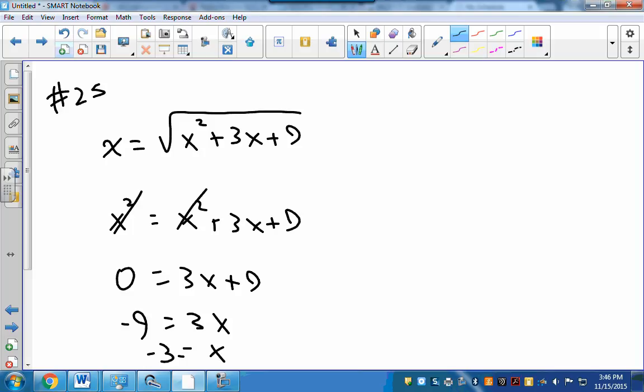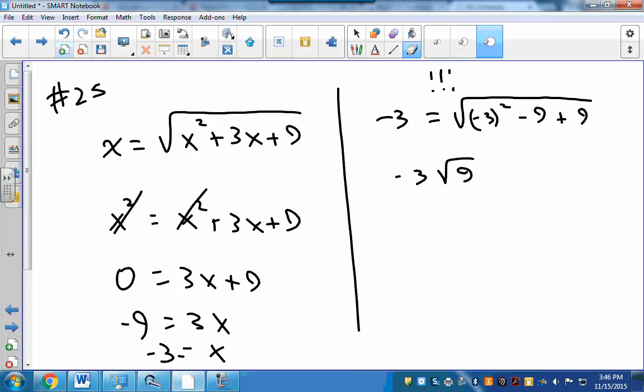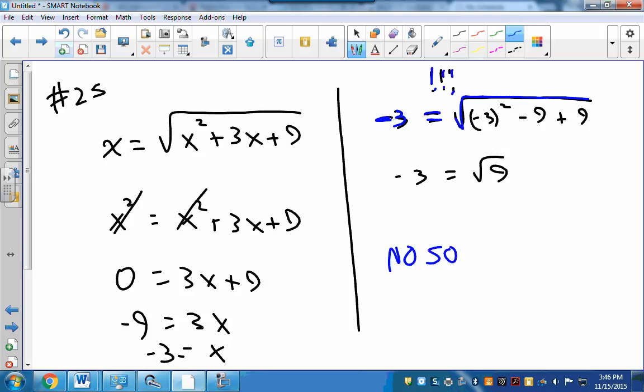Okay, here's the check. All the way back to the beginning, minus 3 equals, wow. Right off the bat, I know this is not going to work. Square roots are never negative. But if I try putting this in here, you'll see that this does not work. This says negative 3 is the square root of 9. Negative 3 equals the square root of 9, and that's just not true. As soon as we got to square root being a negative at this stage right here, we know that's no solution. So no solution for this particular equation there. Okay?